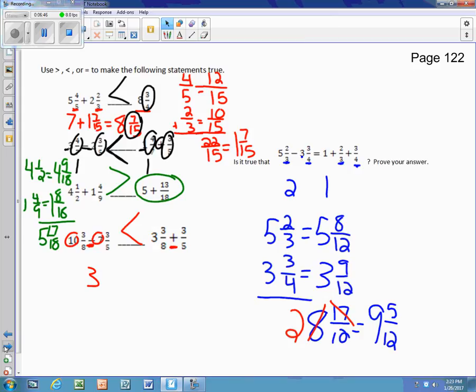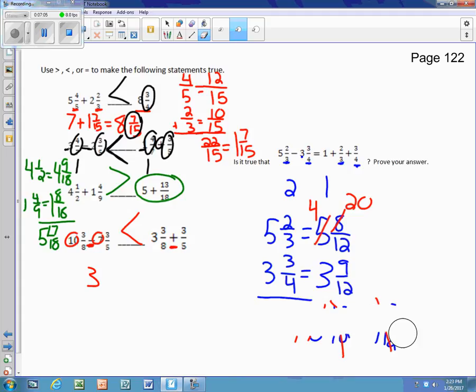So we need to start this part over. So I can't do 8 minus 9. I do need to pay attention to that. I need to borrow 1, which makes that 4. Once that makes that 4, I'm going to add this to over here, and we end up with 4 20/12 minus 3 9/12. And when we do that, we end up with an answer of 1 11/12.